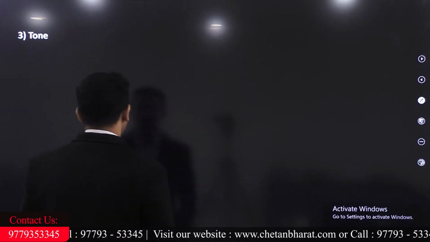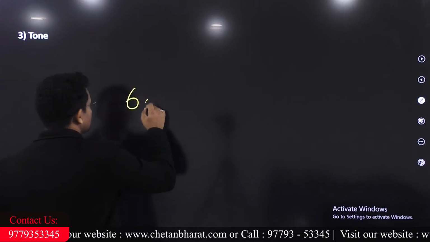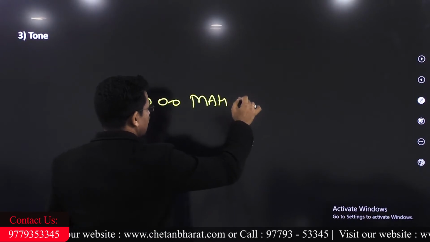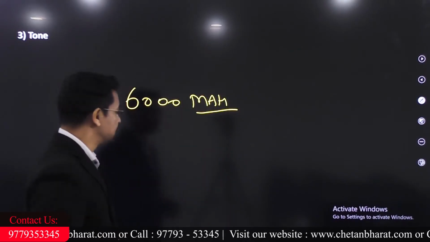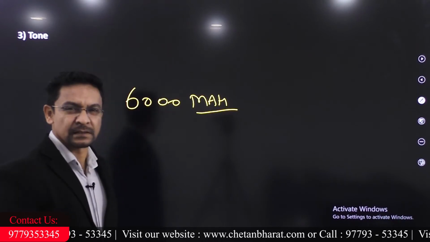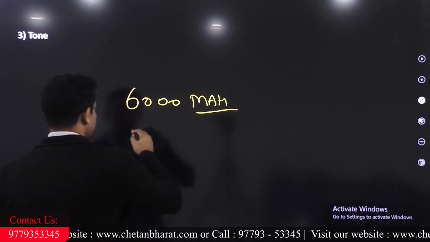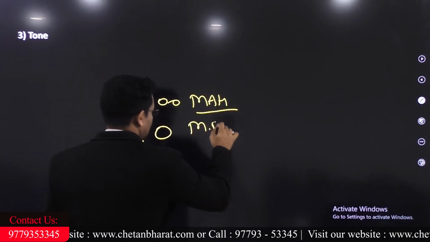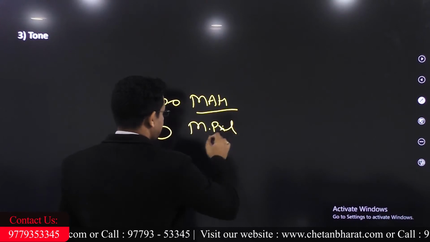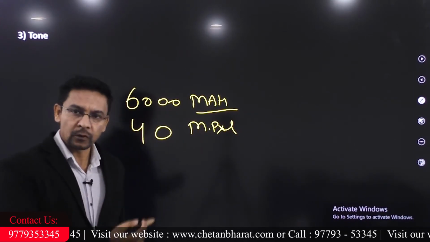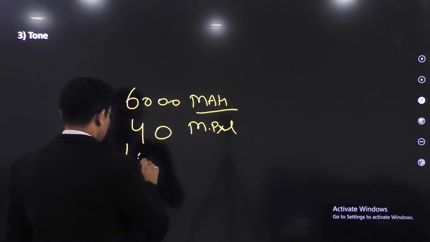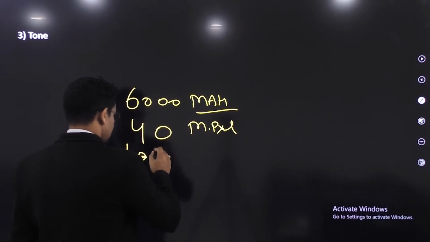The first thing about my phone is that 6000 mAh is the battery. Okay, and I don't know how many megapixel is the camera. Let's say kuch bhi anything, 40, let's say megapixel camera, right? I'm talking about my phone. Then another feature could be it is quite attractive, let's say.